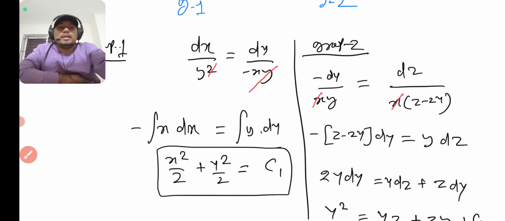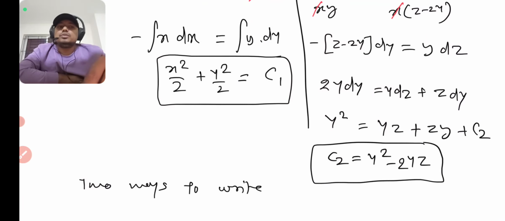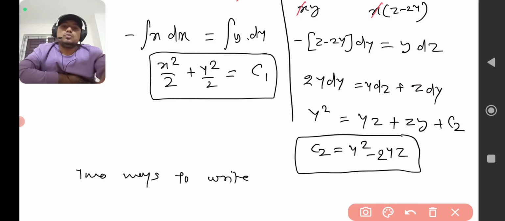And then in group 2, x will get cancelled, and whatever is remaining, the way I am integrating, you integrate that, and you will get your separate constant c2. Again you got two constants. So there are two ways to write the solution. Okay, you know both the ways.